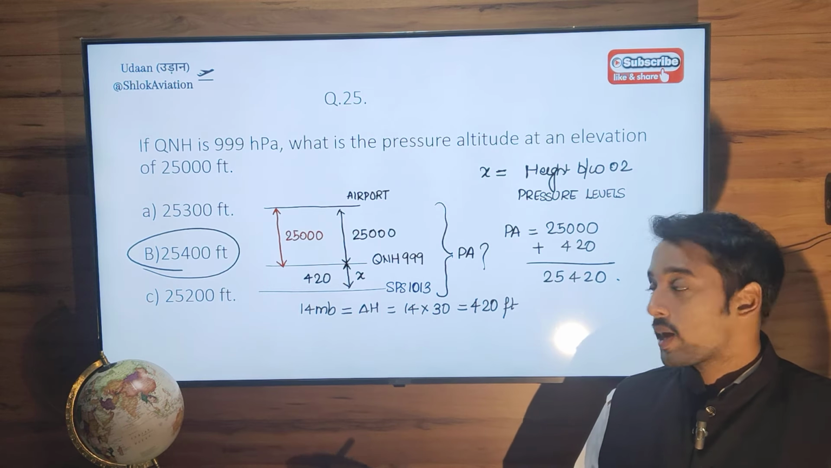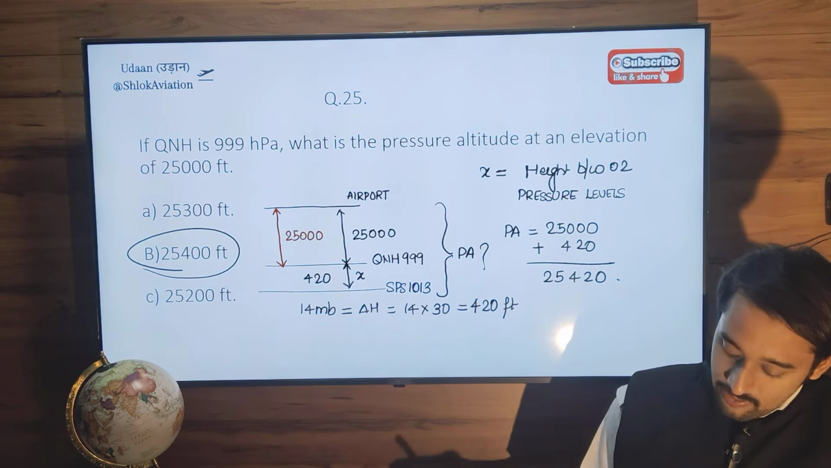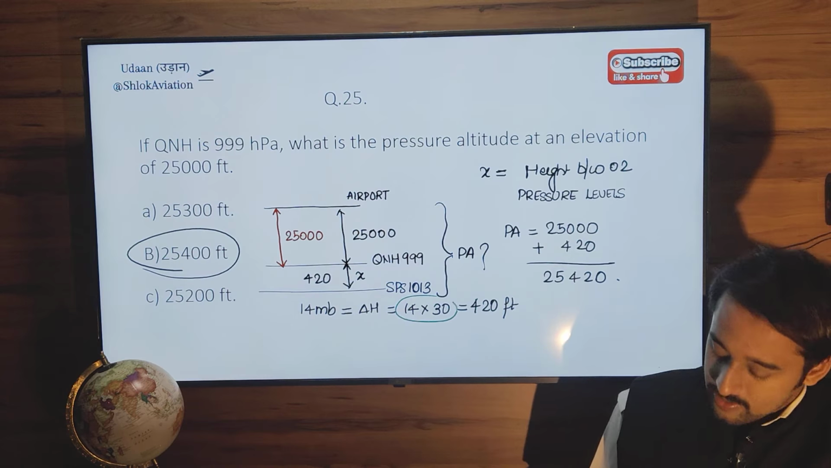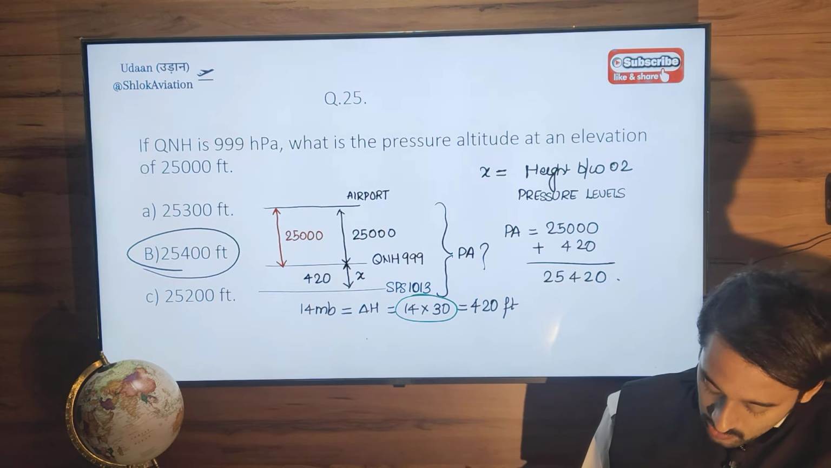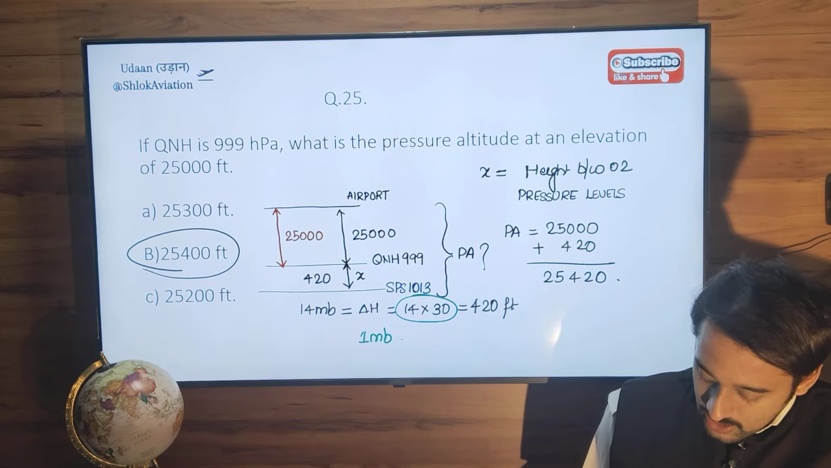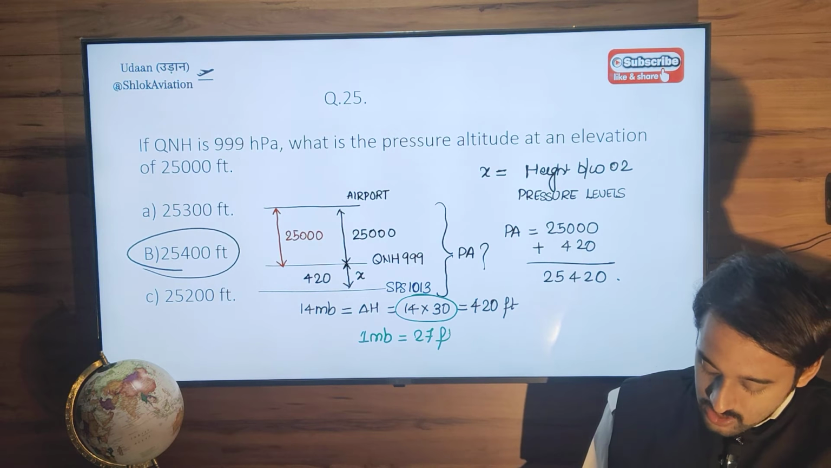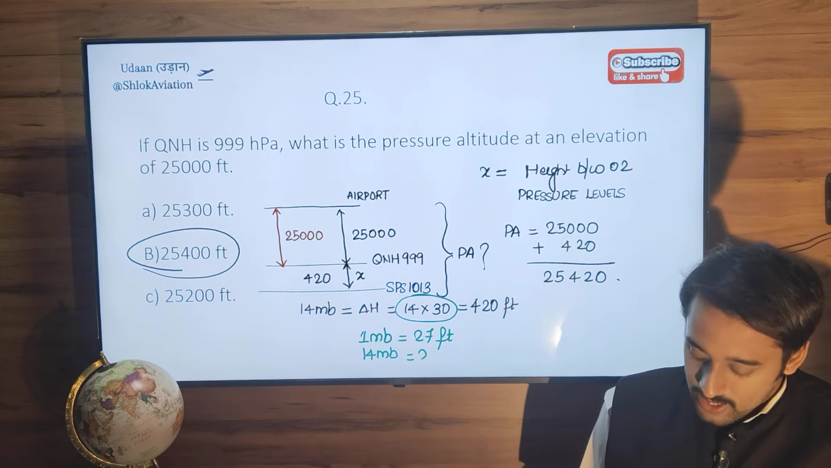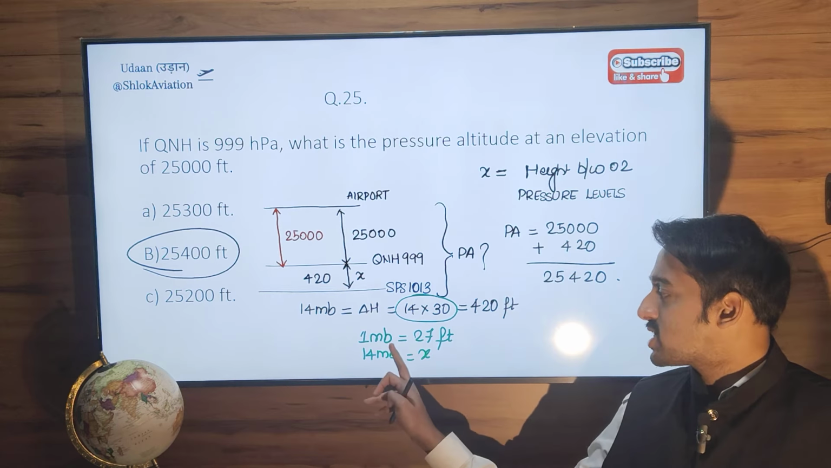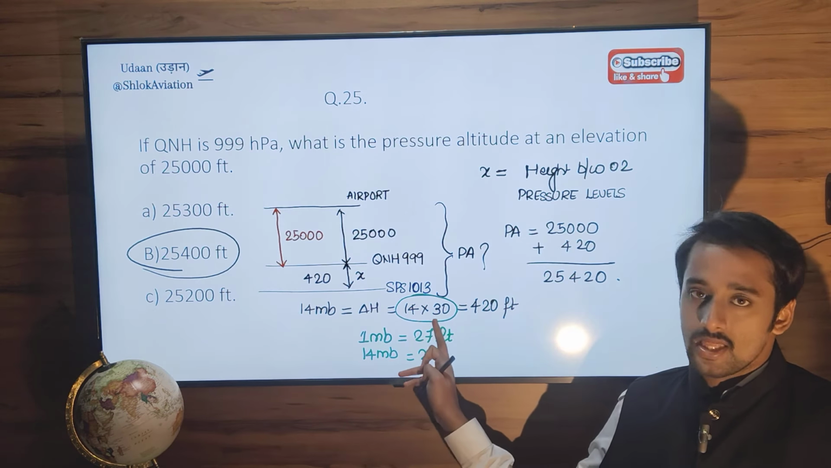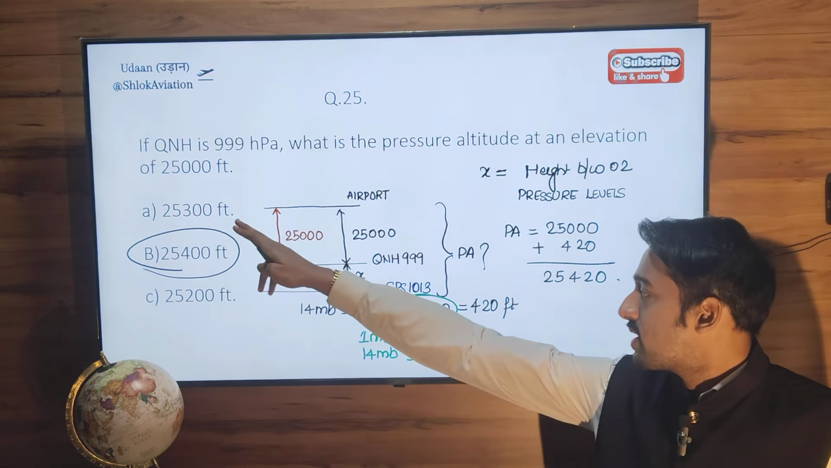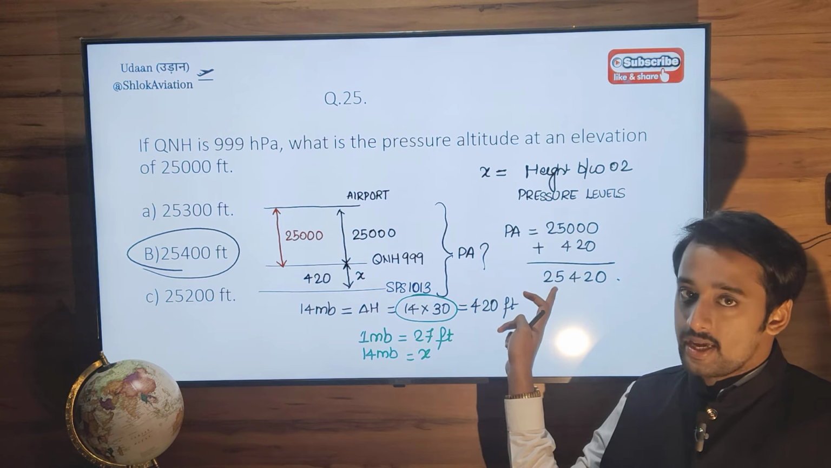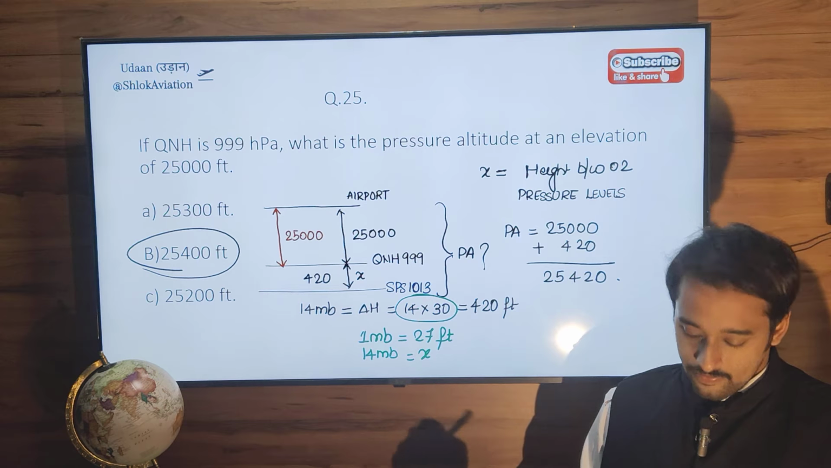So the correct option will be option Bravo, 25,420 feet. Here we have taken 1 millibar to be equal to 30 feet. The accurate value is actually 27, so 1 millibar is 27 feet. So 14 millibars will be 14 into 27. But for simplification, I have taken 30 instead of 27. If you take 27, you will get about 25,400. Otherwise, I have gotten 420. So the closest option is that.